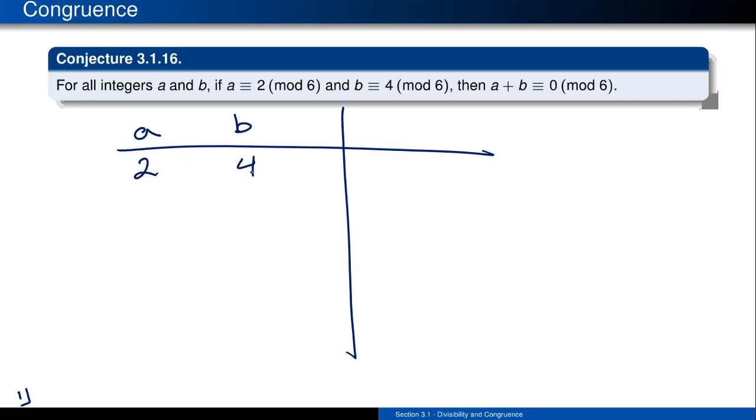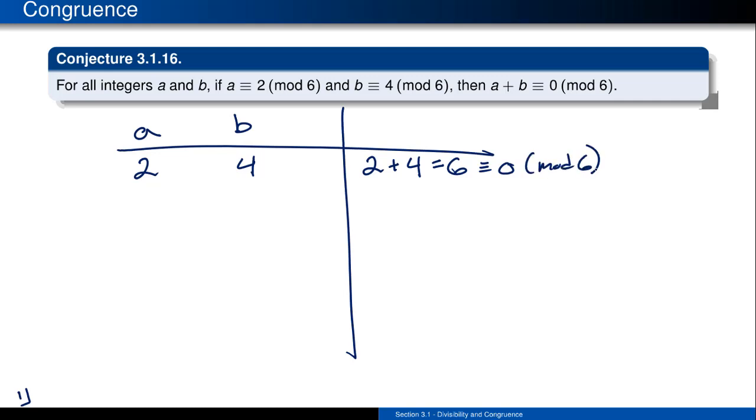In those cases, I have something that is most certainly congruent to 2 mod 6 and something that's also congruent to 4 mod 6. And if I compute the sum of these two things, I get 2 plus 4, and that adds up to 6. And I know that 6, if I divide it by 6, gives me a 1 with a very nice remainder of 0. So I know that 6 is congruent to 0 modulo 6.